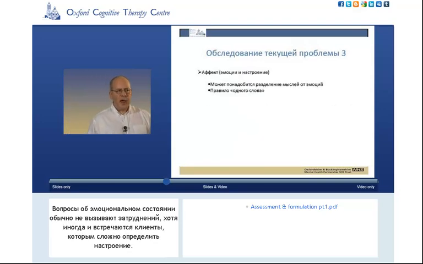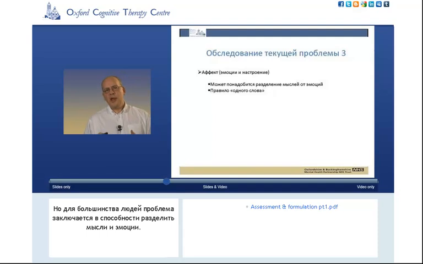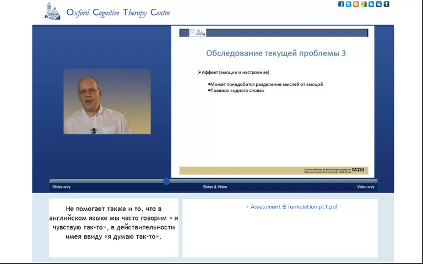In asking people about affect, it's not, for most people, a problem, although you do come across occasional clients who find it very difficult to recognize or label different moods. But for most people, the most common problem that they may need help with is in distinguishing thoughts and emotions. This is not helped by the fact that in English we often talk about I feel that such and such, when what we actually mean is I think that such and such.